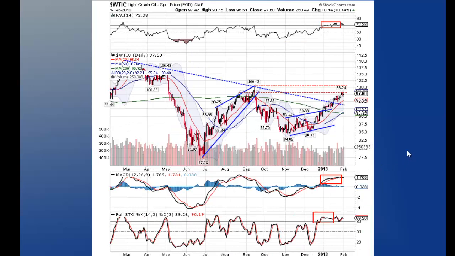This is WTIC or CL contract, NYMEX traded oil. Yet again, breakout above a long-term falling resistance line at 95.50, so as possibly challenging this 97, 98 level, which it actually happened last week, and price is currently consolidating just below that major resistance line and horizontal resistance as well.